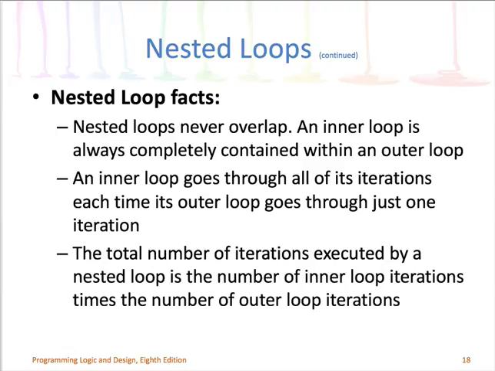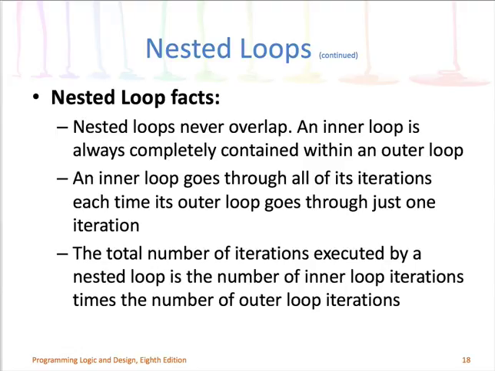Nested loops never overlap. That means you can't have one loop and then somehow ask the question for the second loop, but the termination of the second loop is after the termination of the first loop. That will not work. So if you have nested loops, the whole while statement or the whole for statement has to be within whatever that outer loop is.